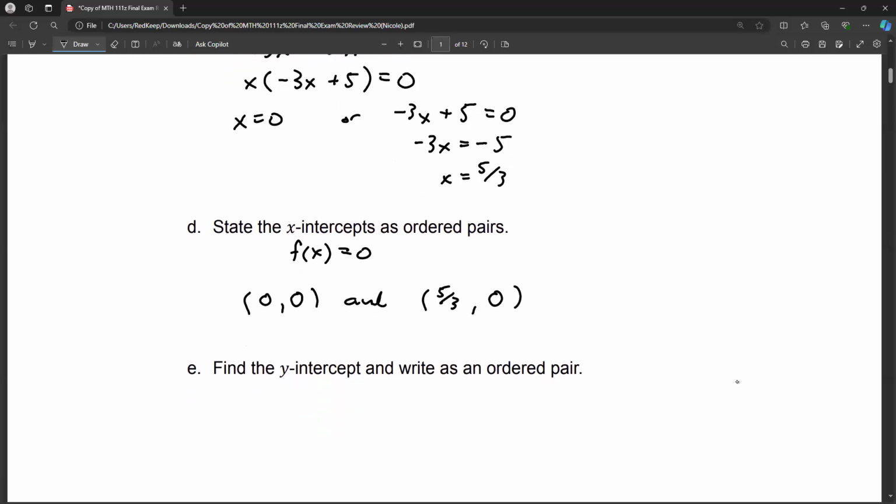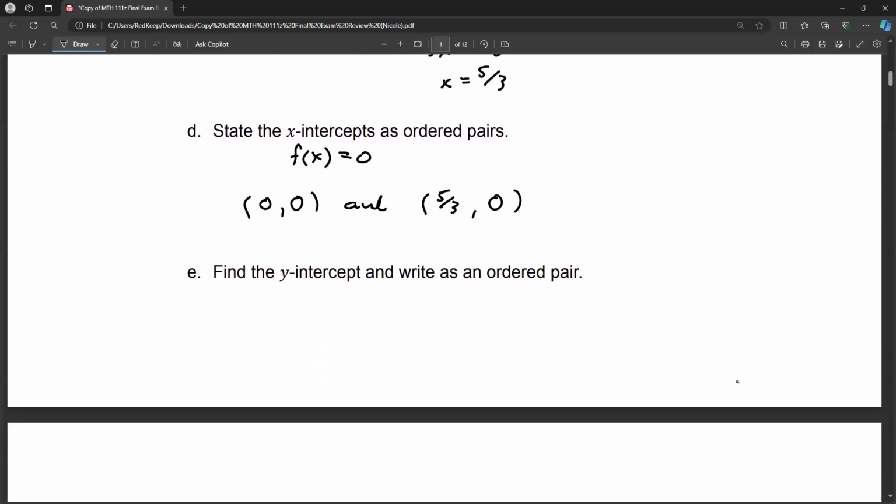Perfect. Okay. Next, we're asked to find the y-intercepts and write it as an ordered pair. So, using the same method that we just applied in part D, the observation here is that the x value, if we're on the y-axis, is equal to 0. So this in turn is basically asking us, what is f of 0 equal to?